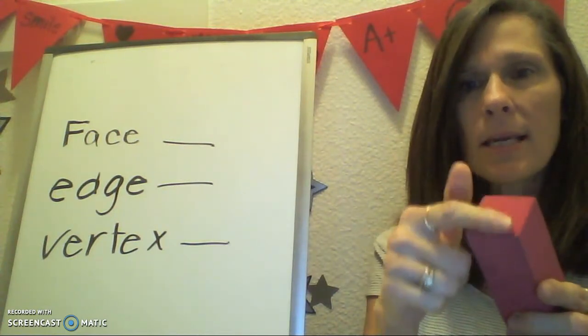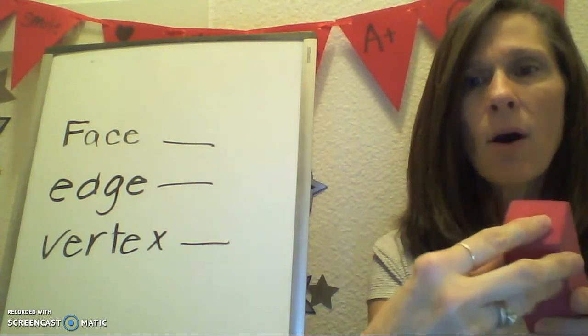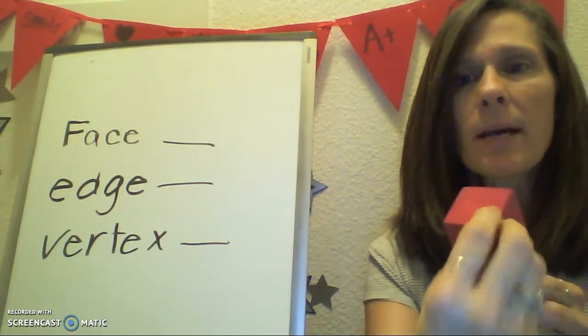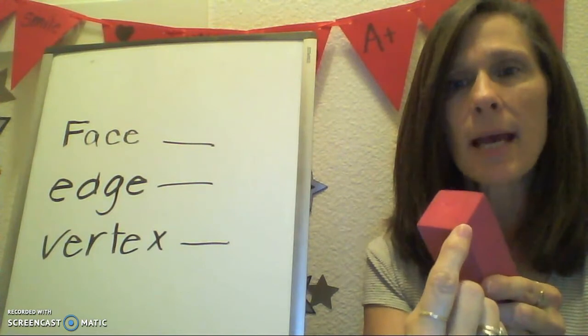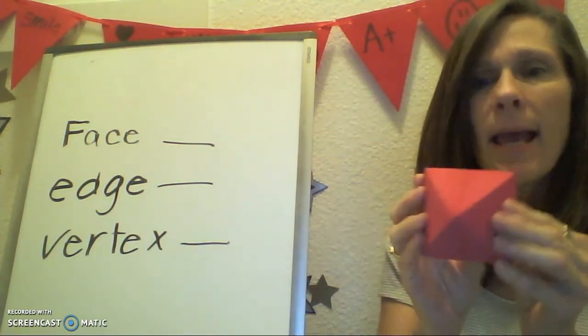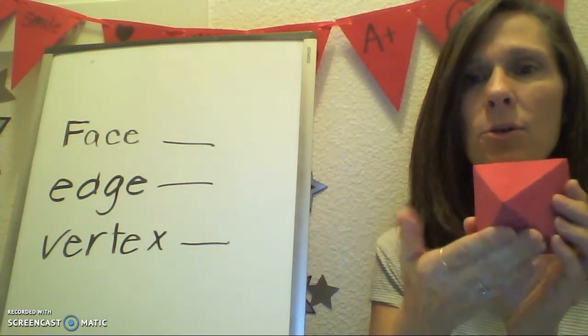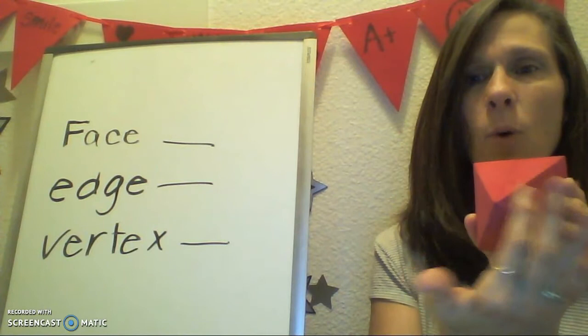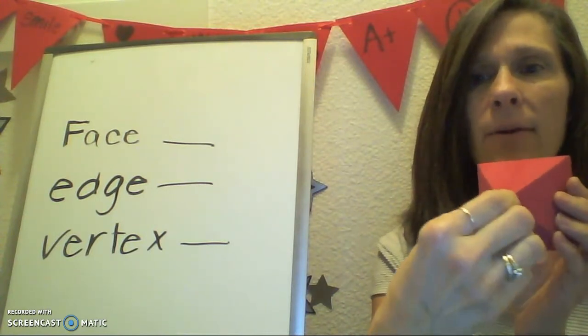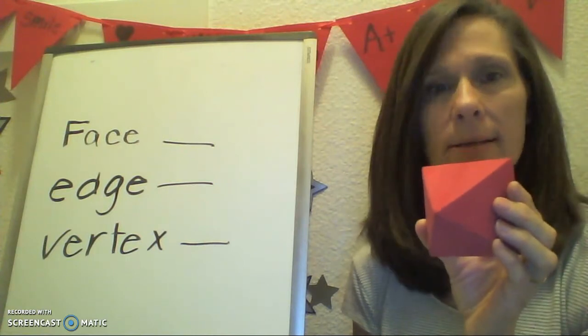I've got a face here, and a face here. And they all three come together, and here is my vertex or my corner. Now the pyramid has four faces that come together: 1, 2, 3, 4, right? And they all come together to form a corner or a top, and we would call that the vertex, right?